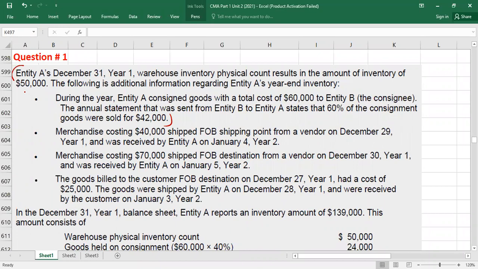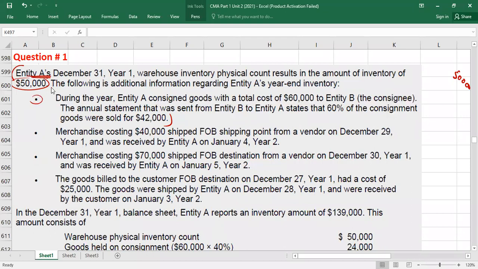First of all, they are saying without considering this information, without adjustment of these points, we have an inventory value of how much? 50,000. And please don't forget, you are entity A here, not B, entity A. So I will take this 50,000 and write it here first, because I need to adjust this 50,000. I have to do some plus and minus on this value.